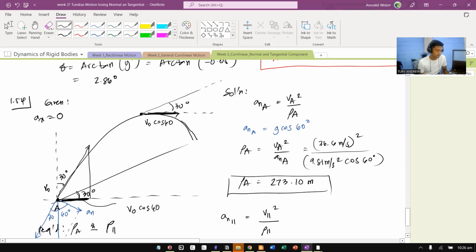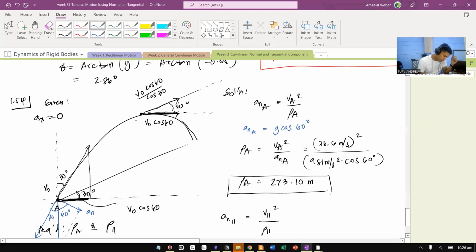Boom. So how do we solve for V? V is the hypotenuse, so divide the component by the cosine. At this point the angle is 30. Therefore V is V naught cosine 60 divided by cosine 30. So that's the velocity, the hypotenuse, at the parallel point.